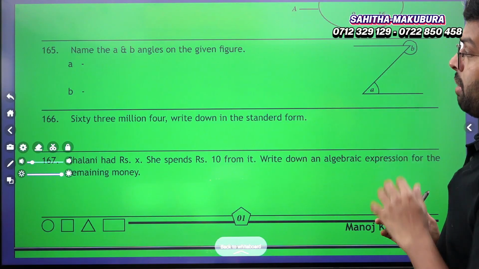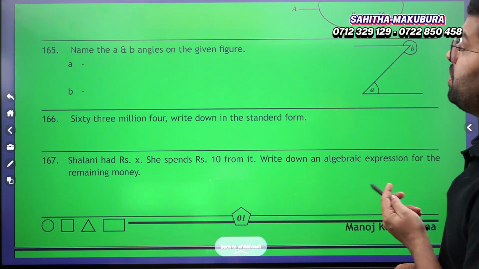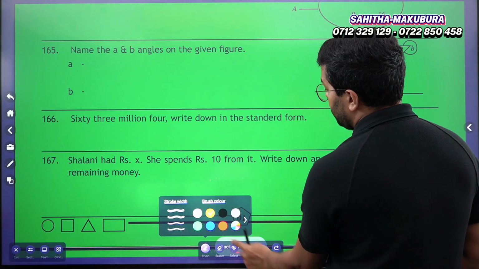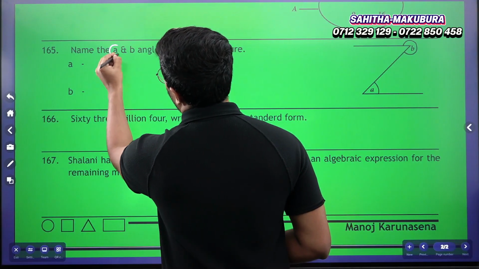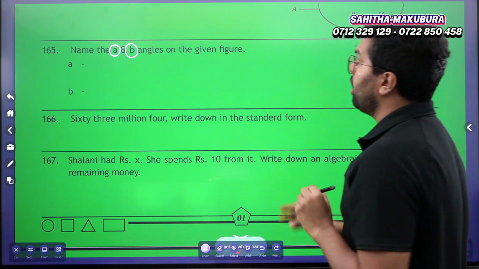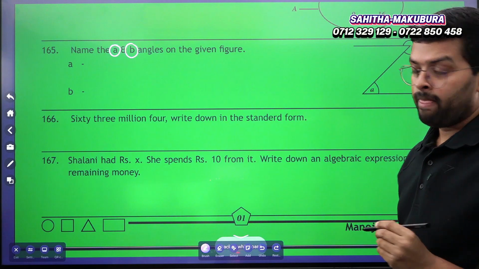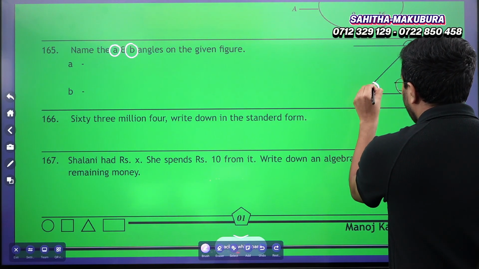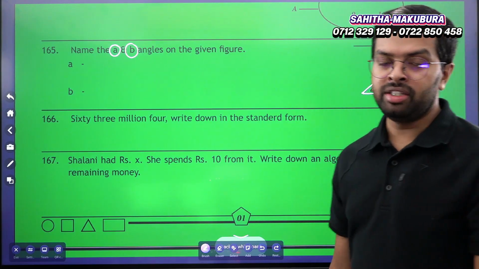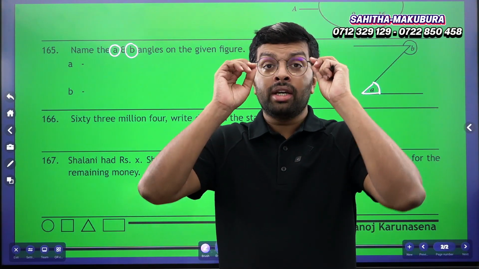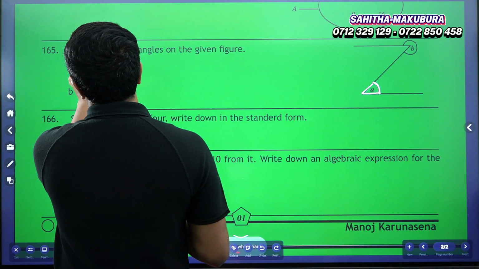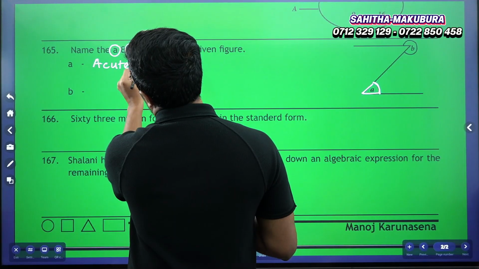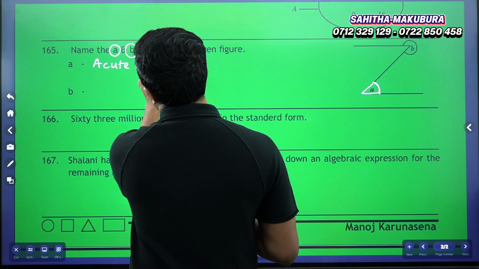Okay. Question number 165. Name the A and B angles on the given figure. So what kind of an angle is A? This shape, can you remember? This is called an acute angle. Yes, A is an acute angle.